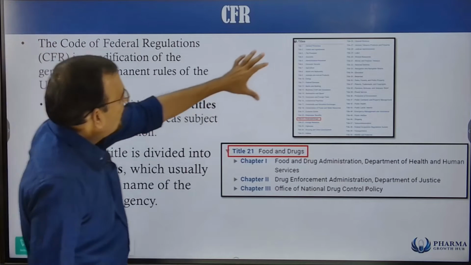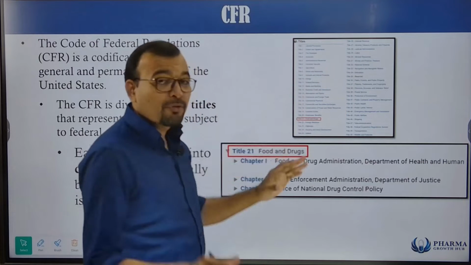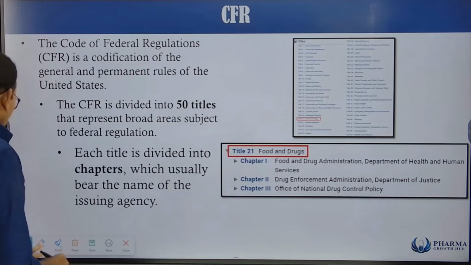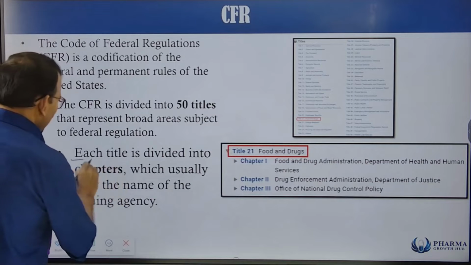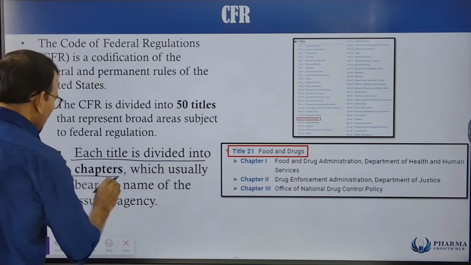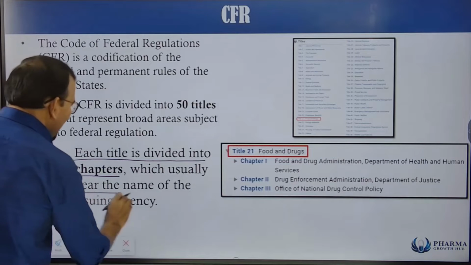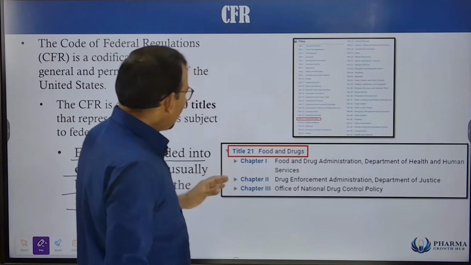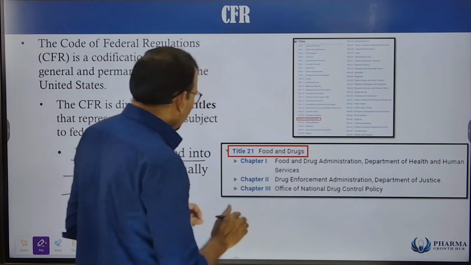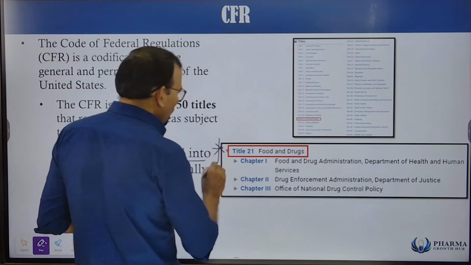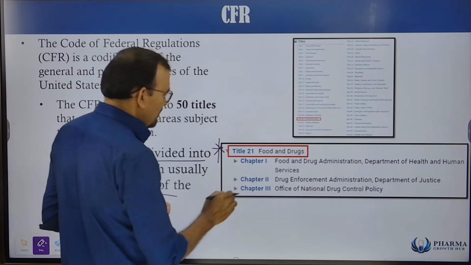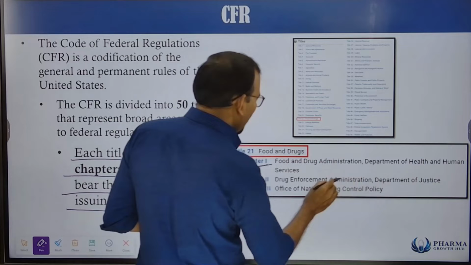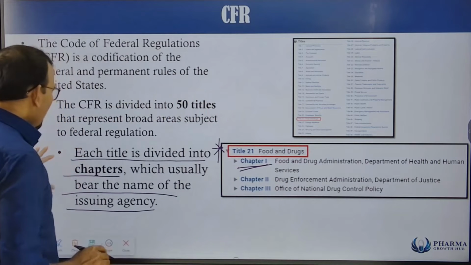Now, we talked about the different titles, and we understand that there are 50 titles available in the CFR. So what comes after the title? Each title is divided into chapters, which usually bear the name of the issuing agency. There are going to be different chapters under each and every title. Just to give an overview, for title number 21, the food and drugs, there are 3 chapters available. The title of chapter 1 is the Food and Drug Administration, Department of Health and Human Services. So this usually bears the name of the issuing agency.